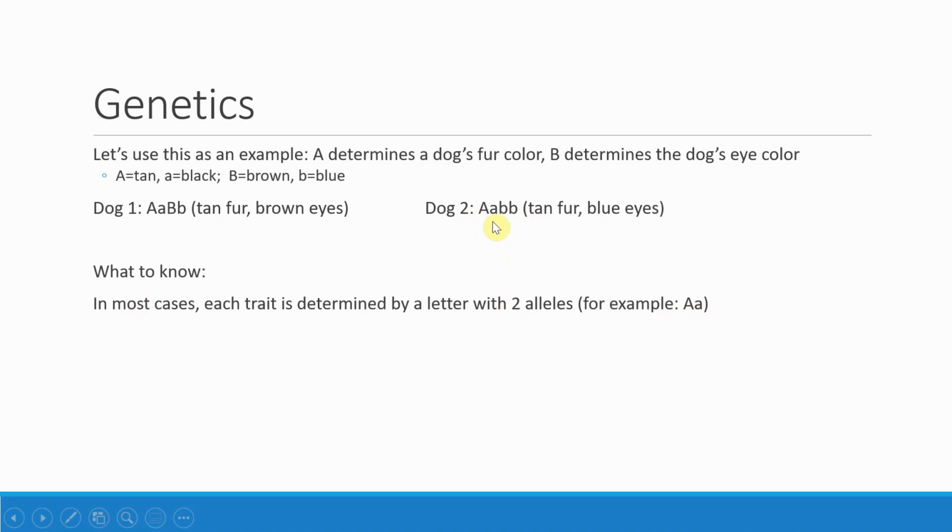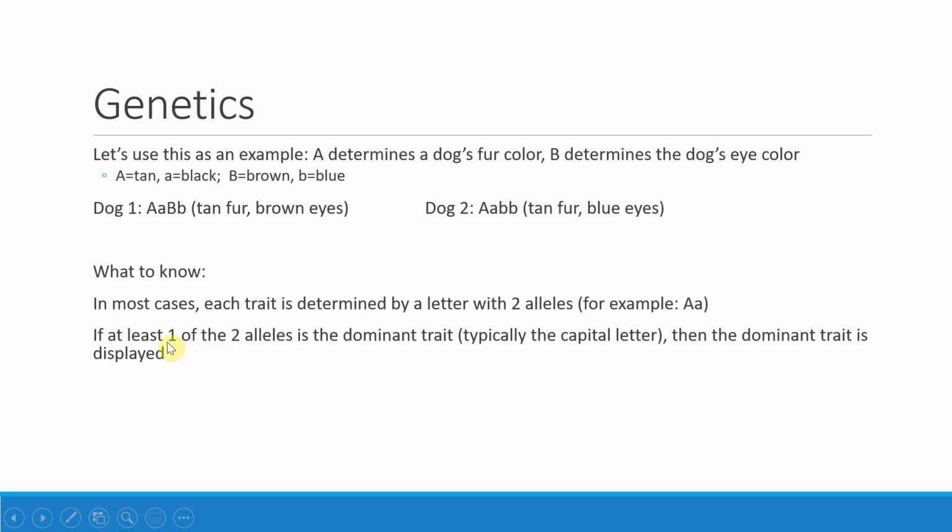So if you do see that, just take your time and try to figure out which ones are dominant and how these interact. But that is rare, so I'm not going to focus on that because I've only seen it once. I've seen a lot of the typical two alleles, so one letter for one trait, another letter for another trait. Next thing you have to know, if at least one of the two alleles is the dominant, as I was saying up here with the A example, so that's usually the capital letter, then the dominant trait is displayed. Whereas for recessive, both alleles, or all of the alleles, need to be recessive, so the lowercase.